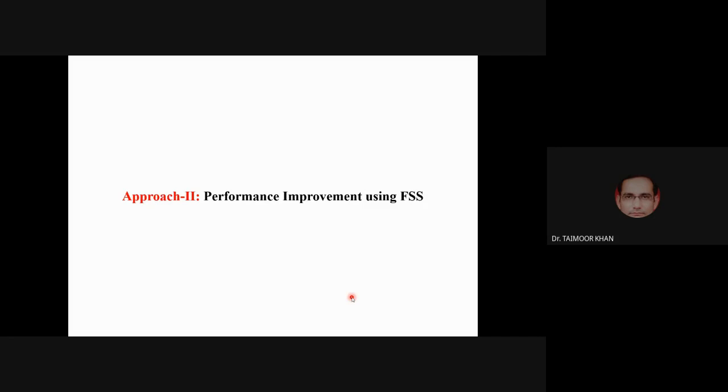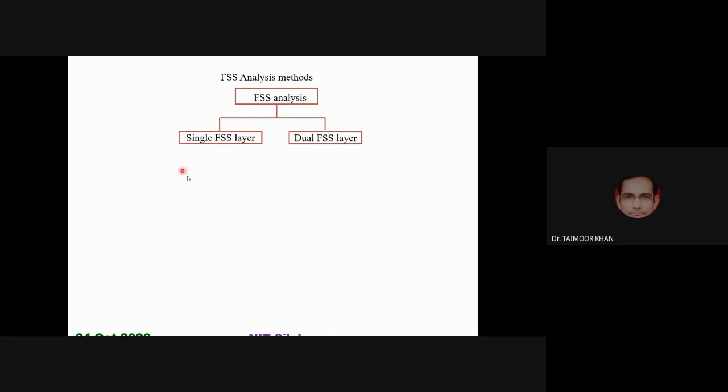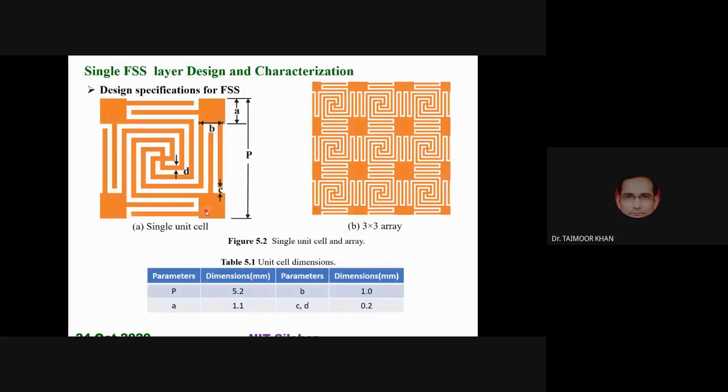Apart from the UWB antenna, we need to create a two-dimensional surface of the EBG unit cell. If we consider a two-dimensional surface of EBG unit cells, then it becomes a frequency selective surface. Two kinds of frequency selective surfaces I am going to discuss here: single frequency selective surface and dual frequency selective surface.